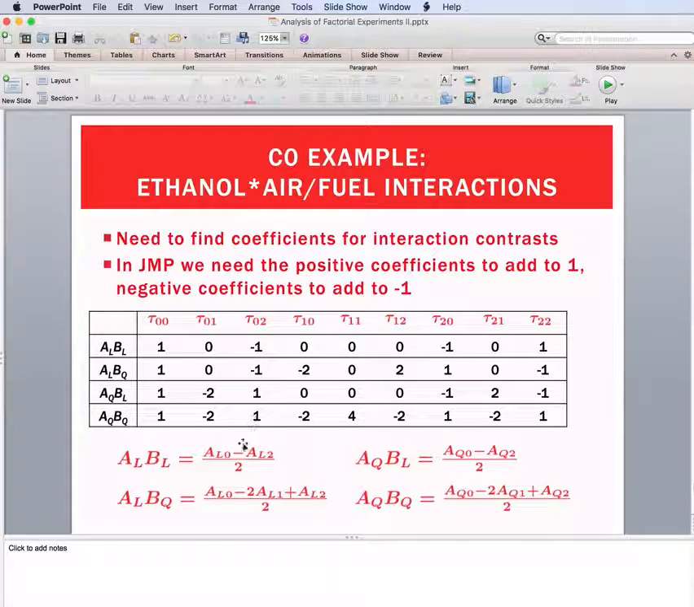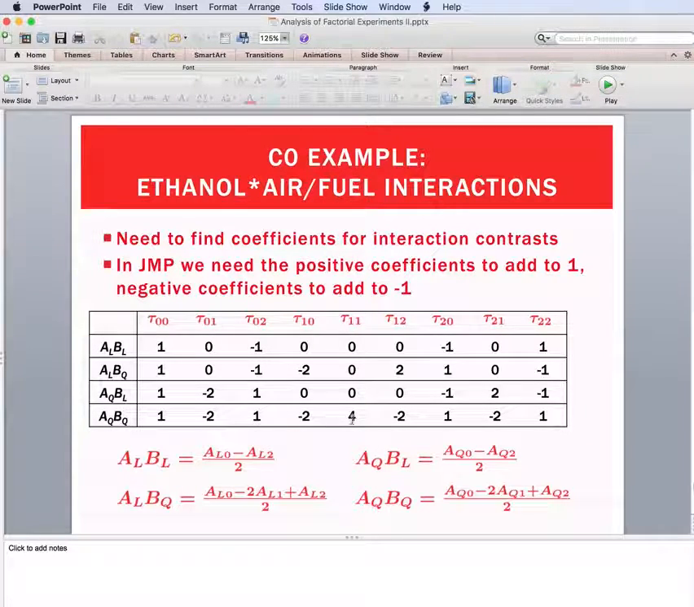So this is what the numerators of all these 4 expressions are going to look like, but in order for this to look like what we need in JMP, I need all the positive coefficients in each of these to add up to 1 and all the negative coefficients to add up to negative 1. So for example, I have a 1 and a 1, so I need to divide these by 2 to get them to add up to 1. And the same thing for the other ones.